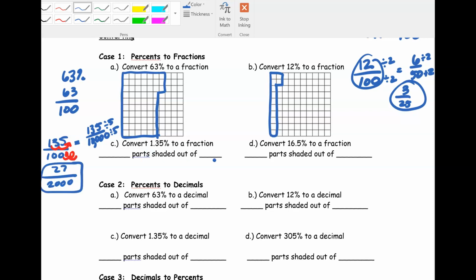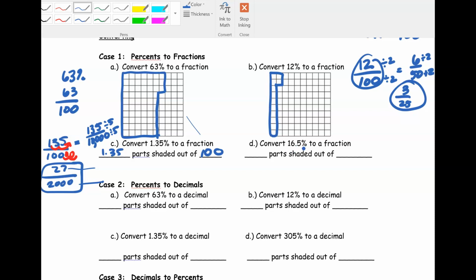And then how many parts shaded out of how many? Well, it depends. You could write 1.35 out of 100. That'd be the simplest way, and that's really with our decimal squares, they're always out of 100. Now you could also draw a picture of 27 over 2,000, which is true, or 135 over 10,000. So there's many different ways you could write that last part.